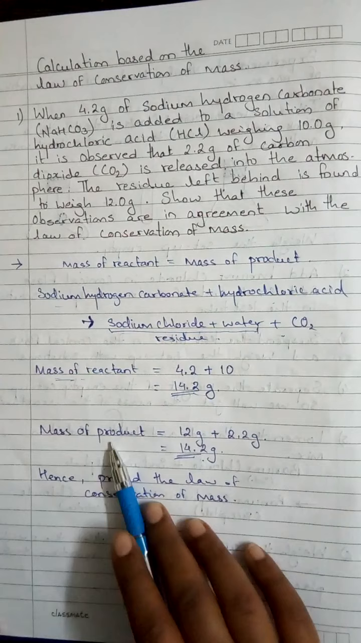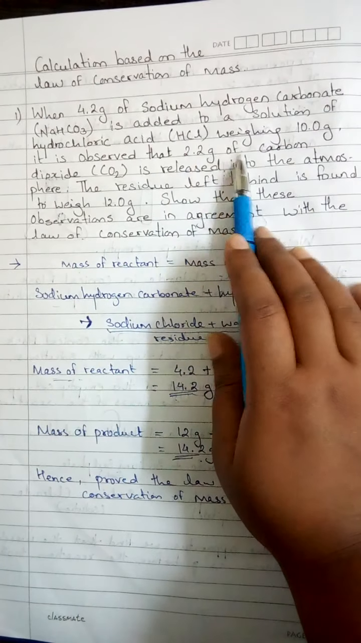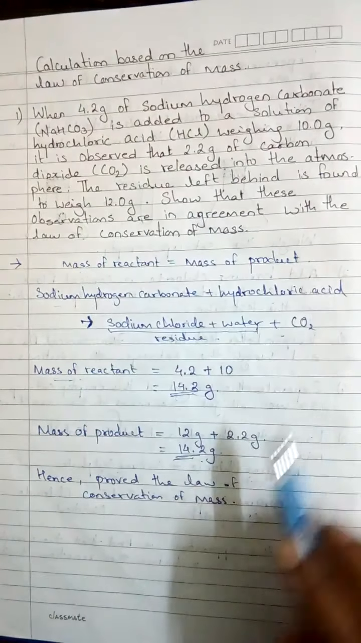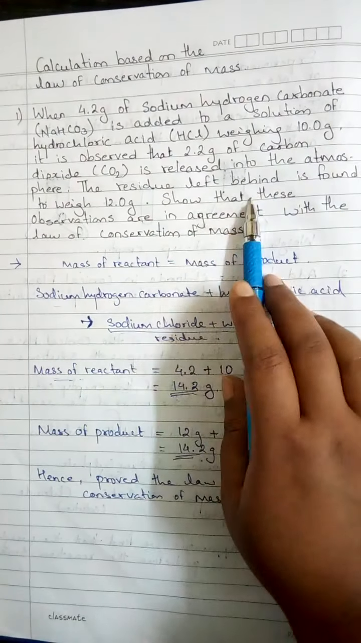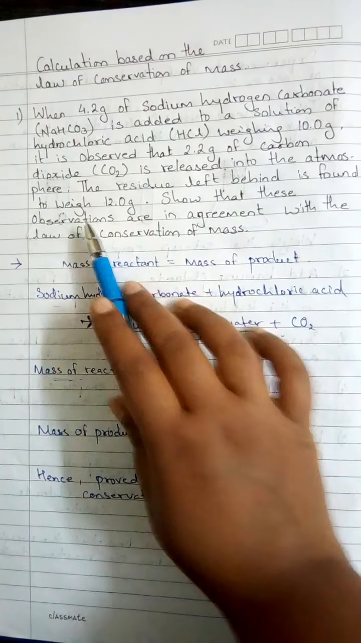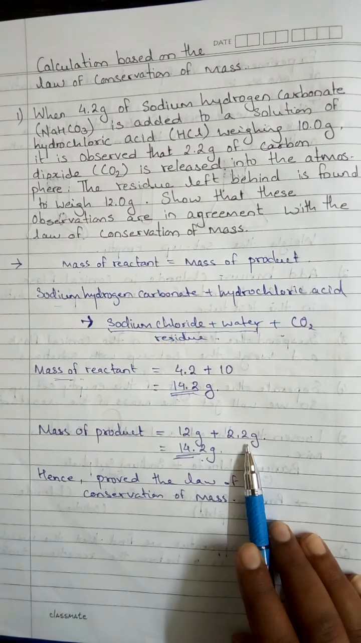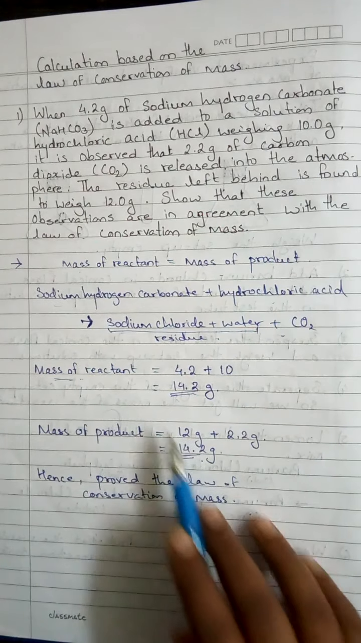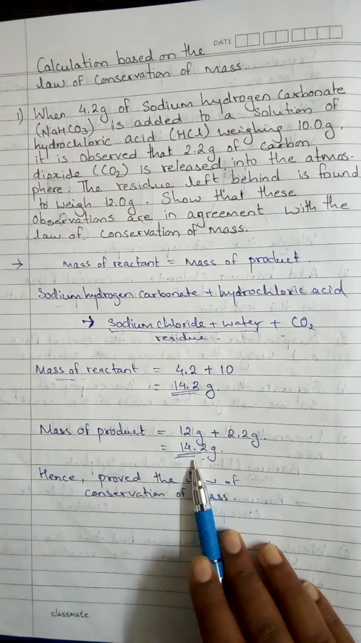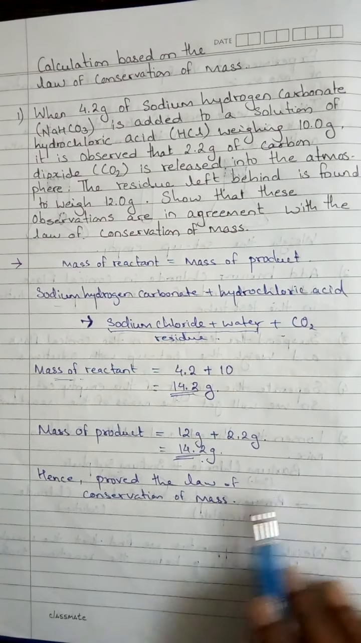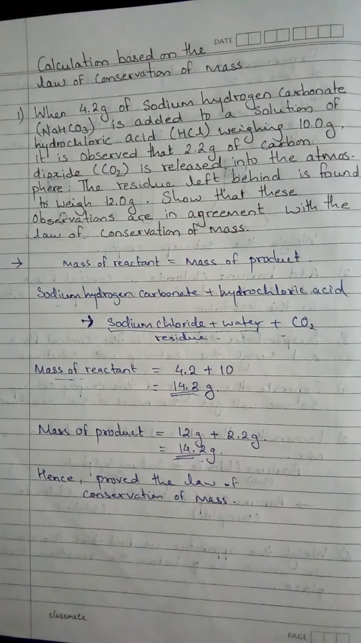Now coming to the mass of product. They have told us that 2.2 gram of carbon dioxide is released, so we write 2.2. And the residue left behind is found to weigh 12 gram, so we write 12. So 12 plus 2.2 is again 14.2. We see that the mass of the reactant is equal to the mass of the product. Hence it is proved that the law of conservation of mass is obeyed in this question. Now we'll go to the next question.